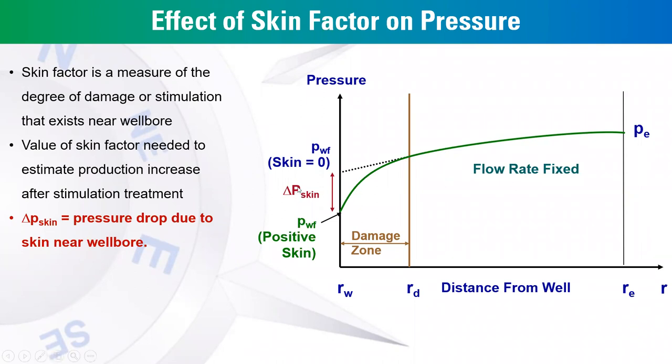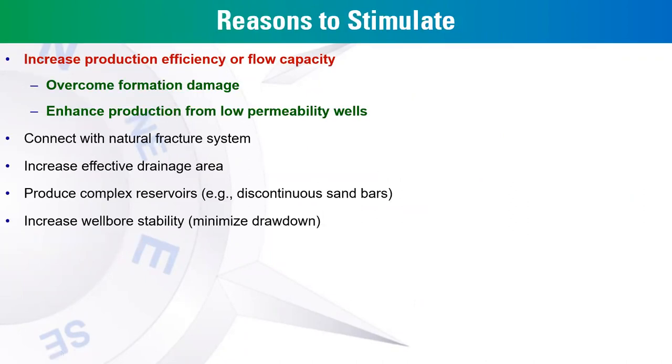So this additional pressure, this is the normal reservoir pressure profile from the average reservoir pressure down to bottom hole flowing pressure if we have zero skin or zero formation damage. But if we have positive formation damage, the corresponding bottom hole flowing pressure would be lower than actual. And this pressure drop is typically the pressure drop due to skin.